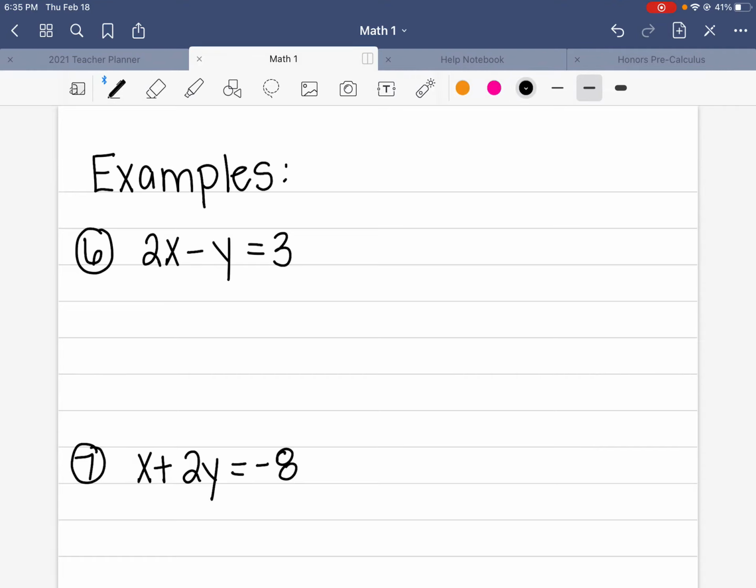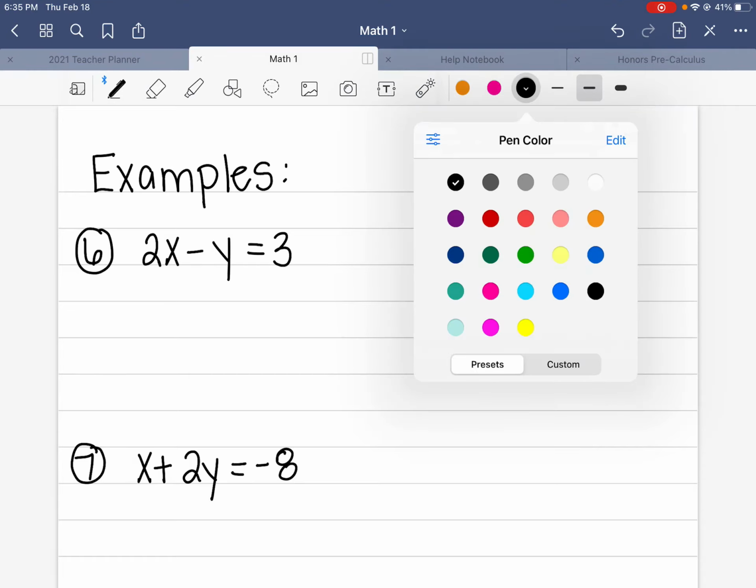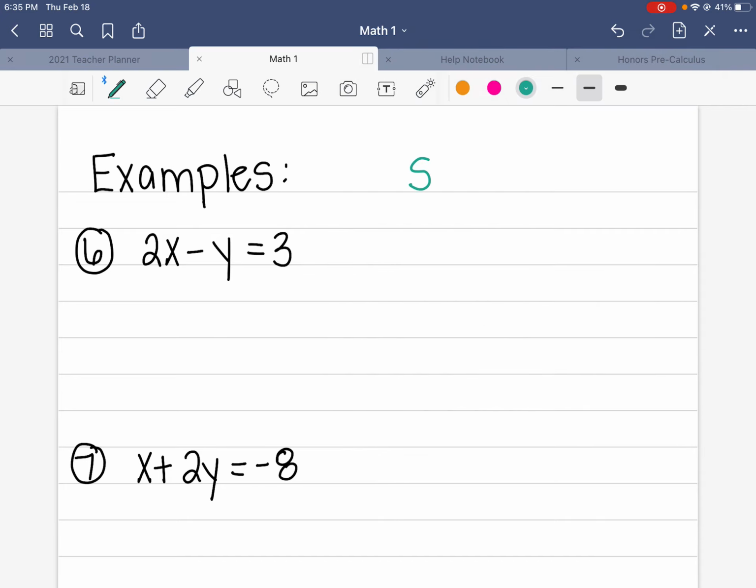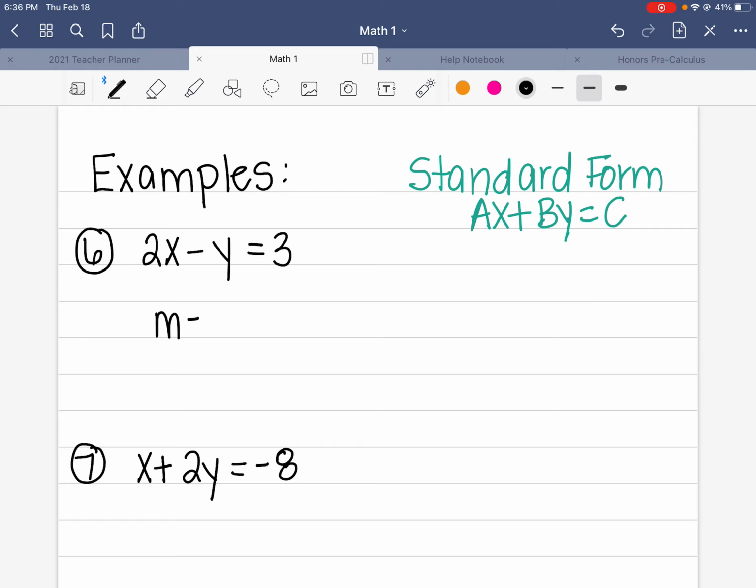All right, so for these next examples, we are actually going to be looking at standard form. So remember, standard form is when your problems are in ax plus by equals c. Now, you cannot tell me the slope in standard form, okay? I cannot look at this and tell you what the slope is. It's not going to work, okay?